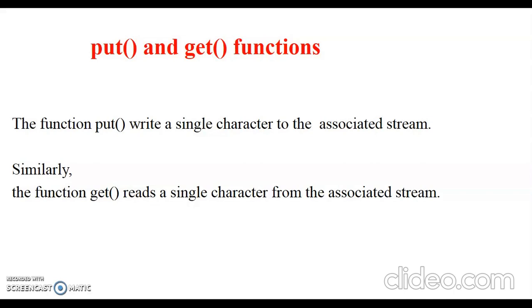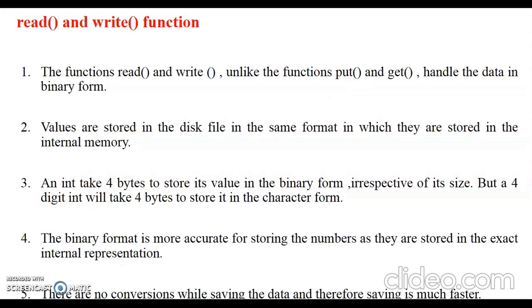So then we have two functions. The put function writes a single character to the associated stream. Similarly, the get function reads a single character from the associated stream. Now we have two more functions, read and write, unlike put and get, because put and get only read and write one character, but read and write functions handle the data in binary form. So whenever we are talking about writing binary files, we will use read and write functions.